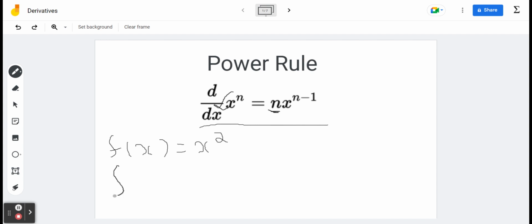I'm going to use this type of notation to show a derivative. I'm going to use an apostrophe instead of the d over dx. So f prime of x is going to be equal to 2, bring the exponent down, x, and then we're going to subtract the exponent by 1. So what is 2 minus 1? It's going to be 1. And then x to the 1 is just x. So the derivative of x squared is equal to 2x.